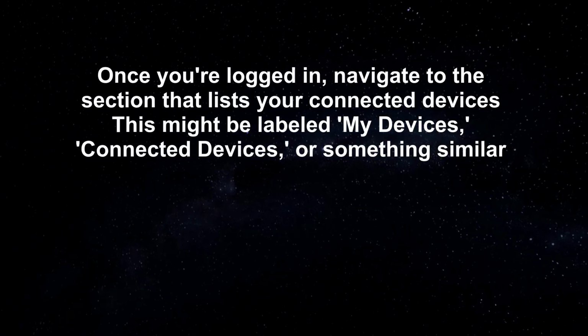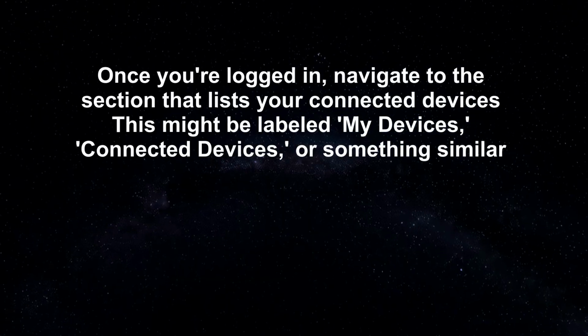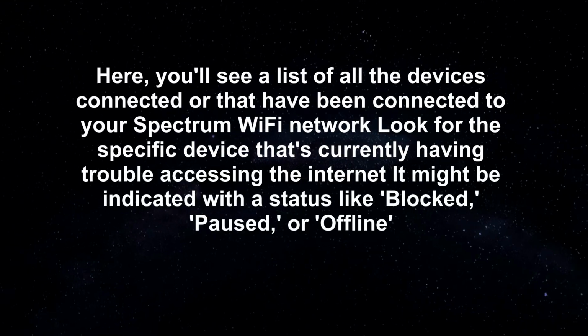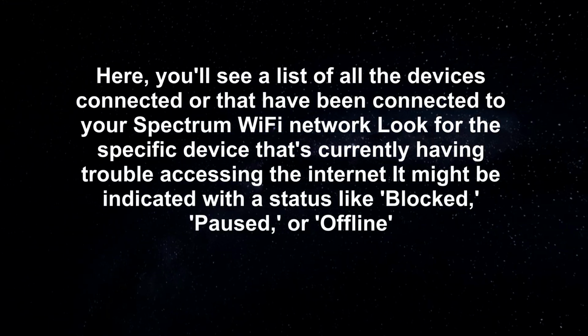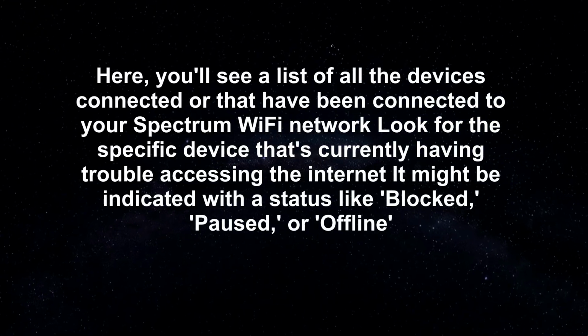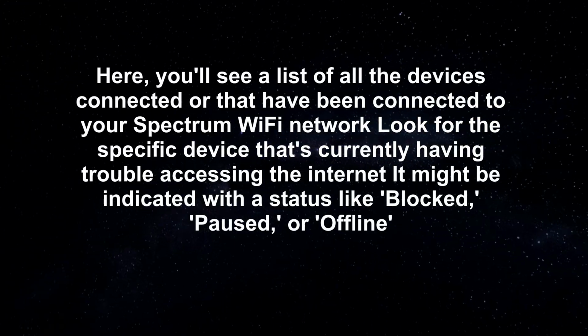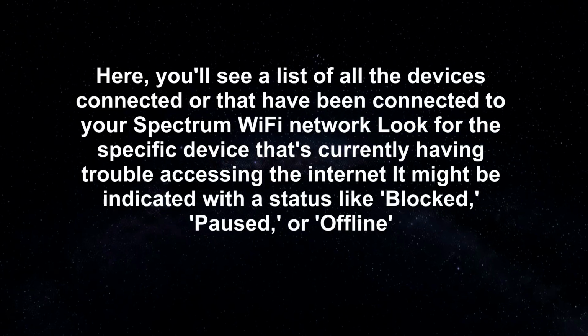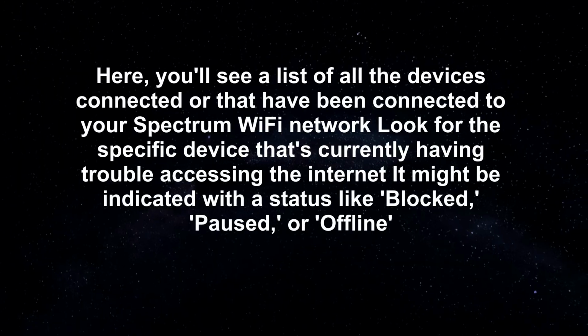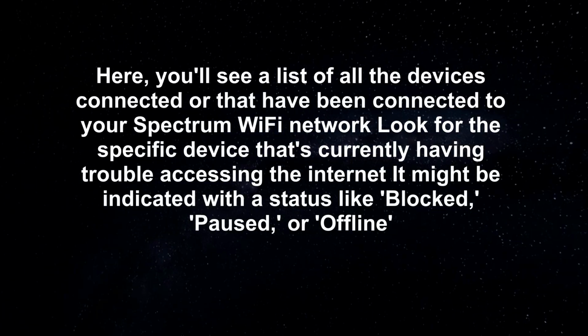This might be labeled My Devices, Connected Devices, or something similar. Here, you'll see a list of all the devices connected or that have been connected to your Spectrum Wi-Fi network. Look for the specific device that's currently having trouble accessing the internet. It might be indicated with a status like blocked, paused, or offline.